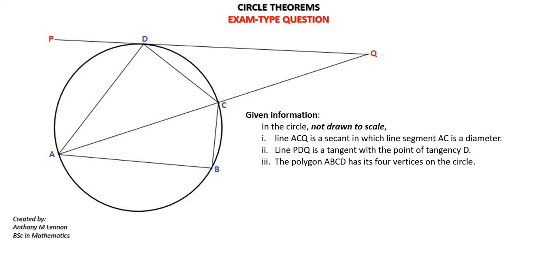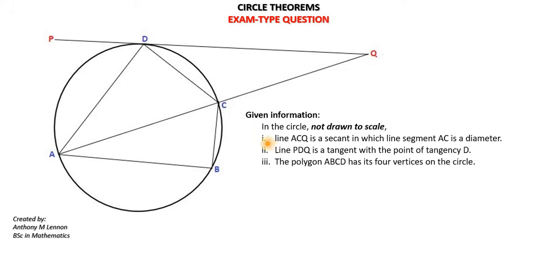Now, for this question, an exam type question, we are given certain information that we want to pay close attention to. First of all, we're told that the diagram or the circle is not drawn to scale, which means that you will not use your measuring devices to determine what the angles are.